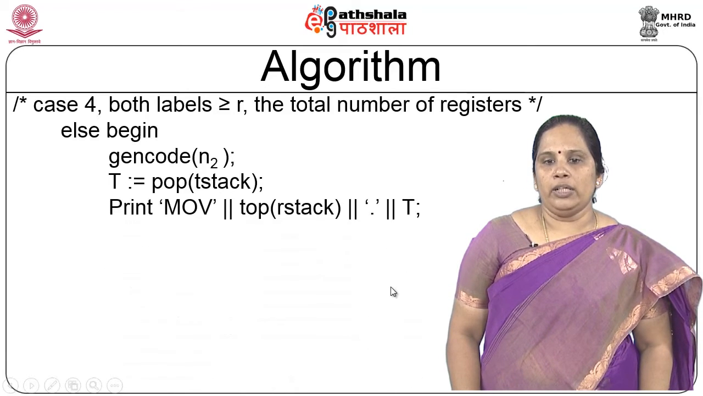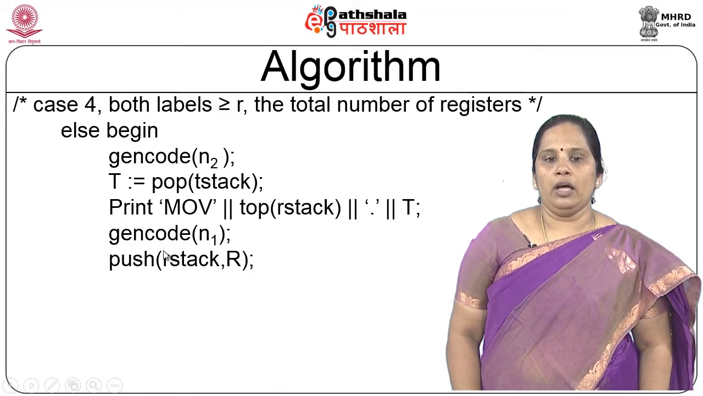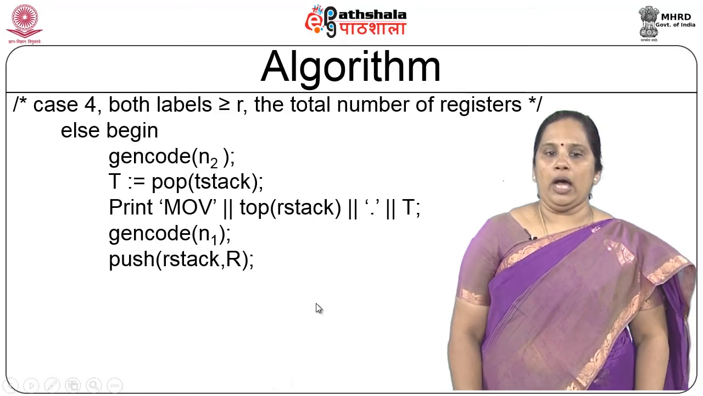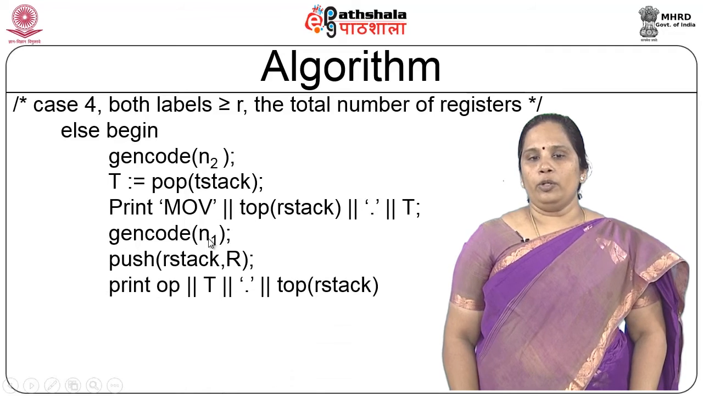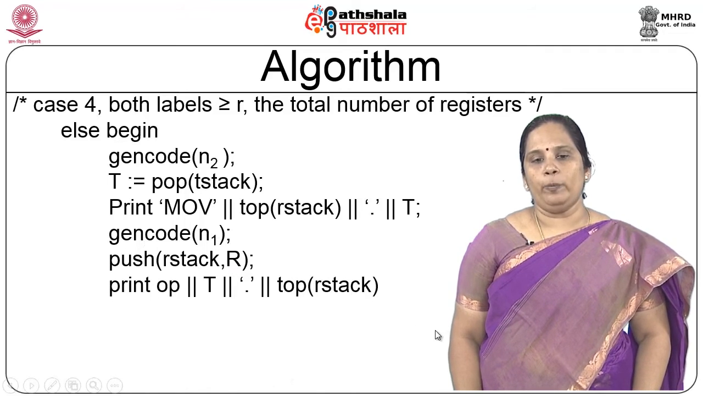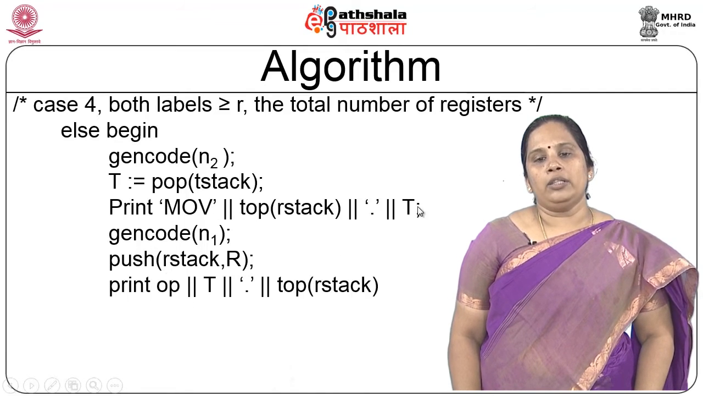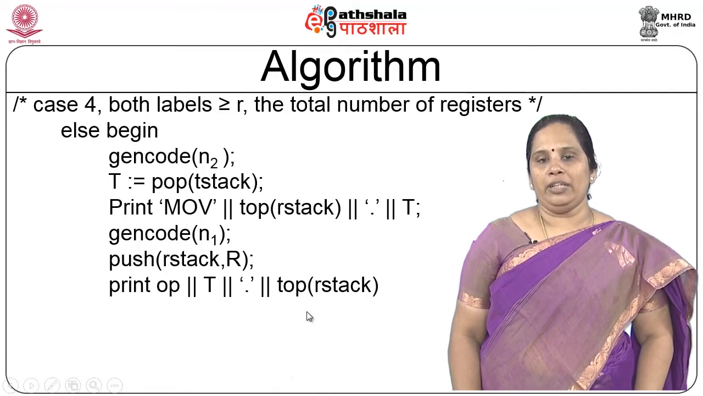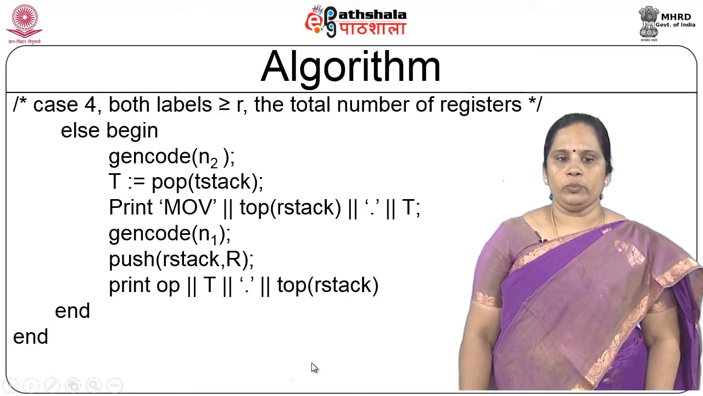And then I will do this move, I'll then call gen code of n1, I will push this stack back into r, and because gen code uses only the stack r register, r stack basically, and then I have to push this. So these things are operating both on memory as well as on the top of the r stack. So this is what is the algorithm.